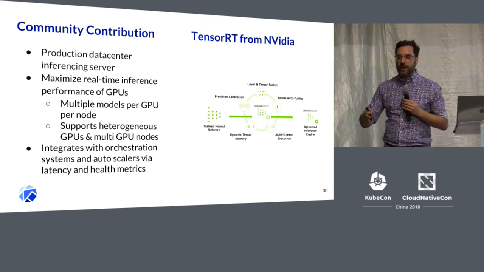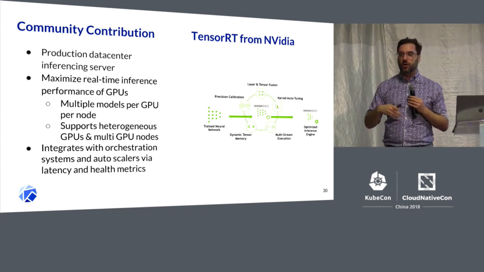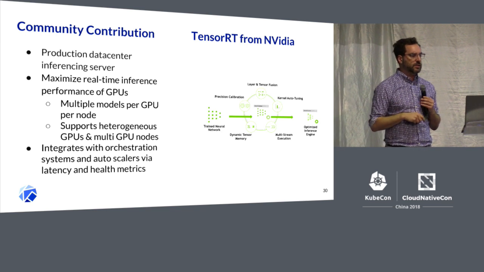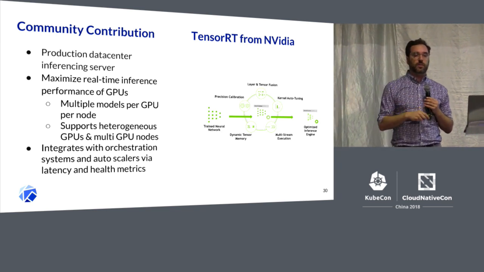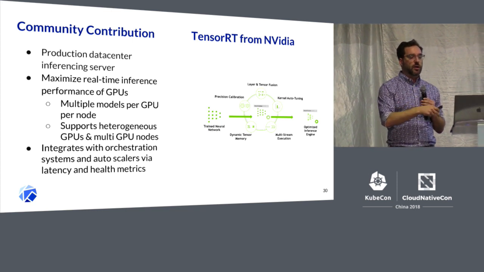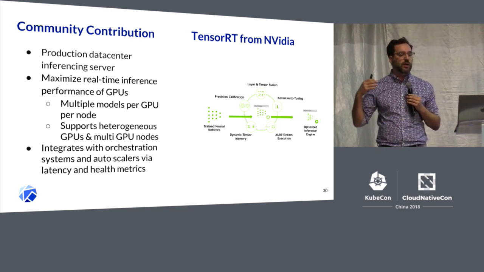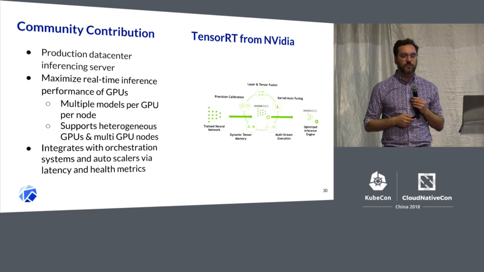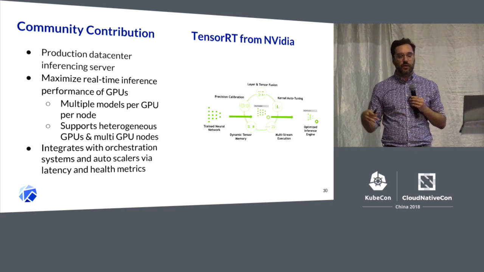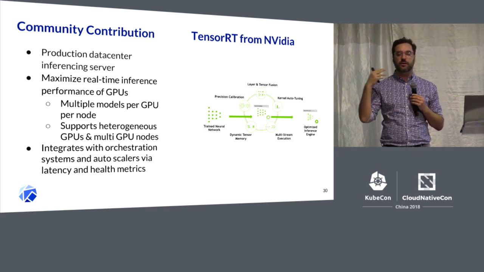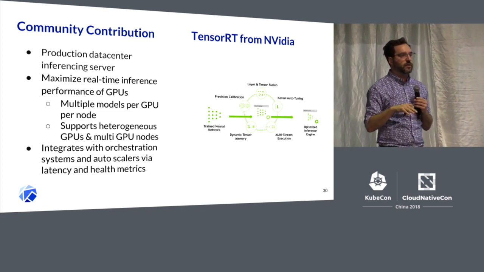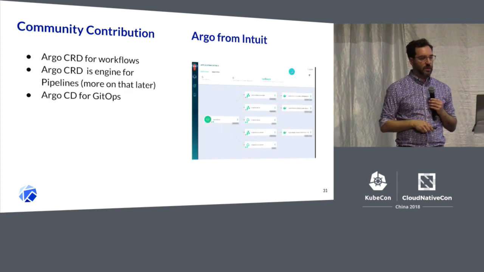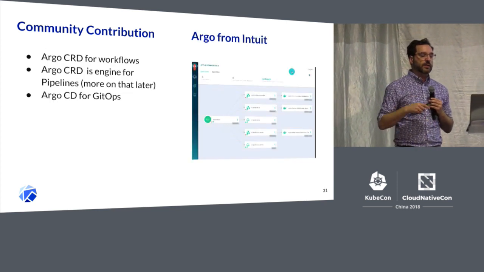Second, we have a brand new serving framework, which literally just launched 2 months ago, I believe it is at this point, from NVIDIA. It's called TensorRT, and it makes serving on GPUs much, much more efficient, including multiple models per GPU, per node, heterogeneous GPUs, and environments. And it integrates with the underlying autoscalers and latency and health metrics. Again, external company contributing to the core of Kubeflow. This is incredibly important.